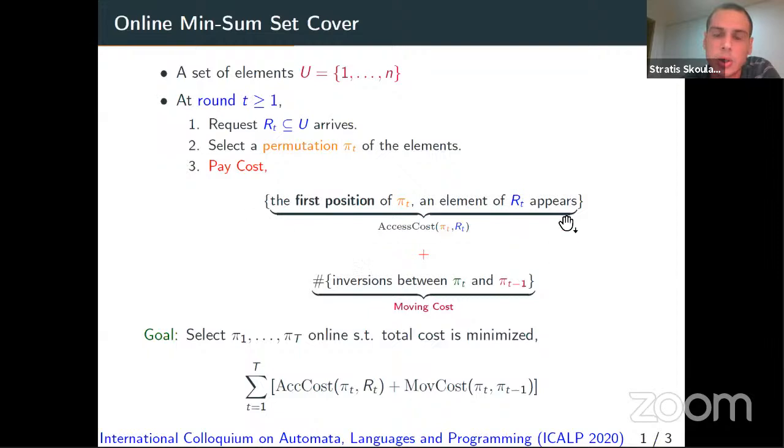We pay an access cost, which can be seen as a service cost, that is the first position of an element of R_t in the permutation that you have selected, plus the switching cost for converting permutation pi_{t-1} to permutation pi_t, which is the number of inversions between the two permutations. Our overall goal is to design an online permutation selecting policy such that we minimize the total access cost that we suffer plus the total moving cost.